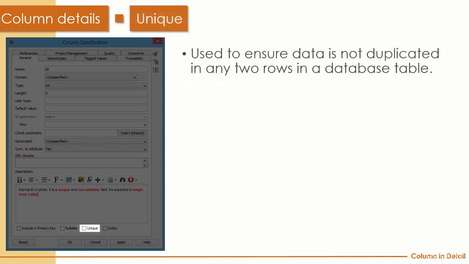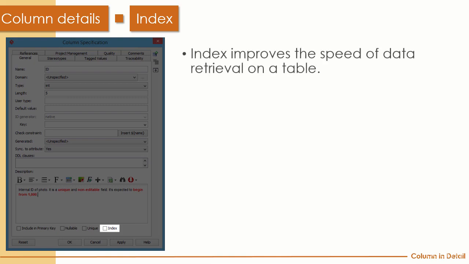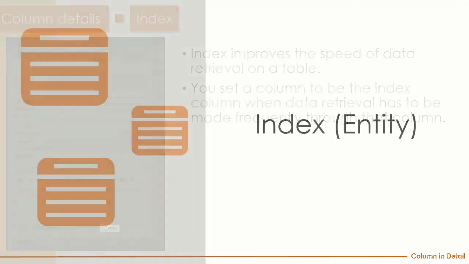Next to allowable is unique. It is used to ensure the data in this column is not duplicated across the whole table. And then the index. Index is used to improve the speed of data retrieval. You can set the column to be indexed, then all the data in this column will be indexed by the database engine. And we will look at the index in more detail.